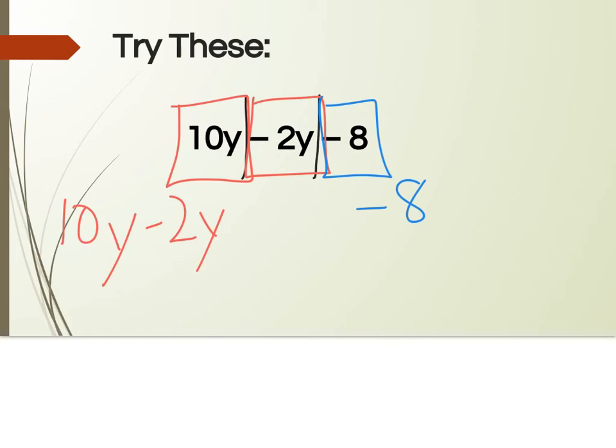10 minus 2, you have different signs, so you subtract. 10 minus 2 is 8, bring down your y. The 10 is the bigger number, so it stays positive. And you just have the negative 8 as the constant. There's nothing else to combine with it, so your final answer is 8y minus 8.